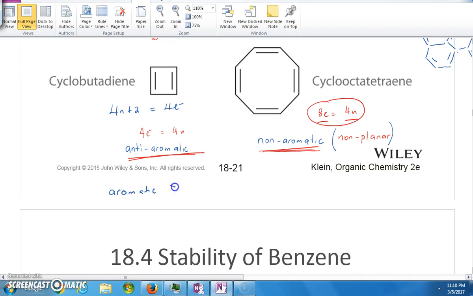See, and then it's greater in stability than the non-aromatic. Okay, and that is greater in stability than the anti-aromatic. Okay, so even though we expect cyclooctatetraene to be anti-aromatic, because it wants to become more stable, it assumes a non-aromatic state.